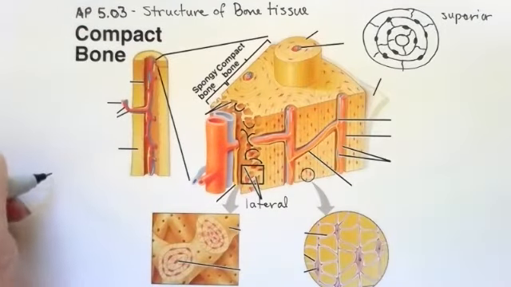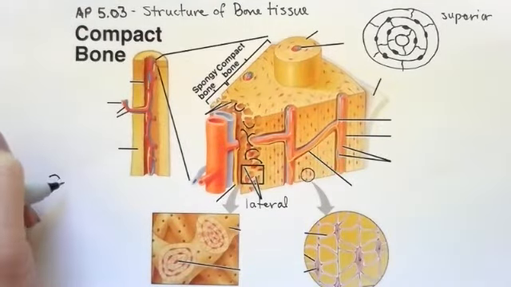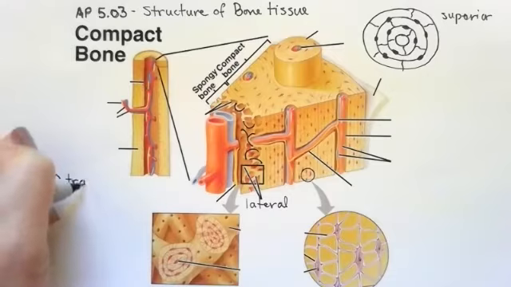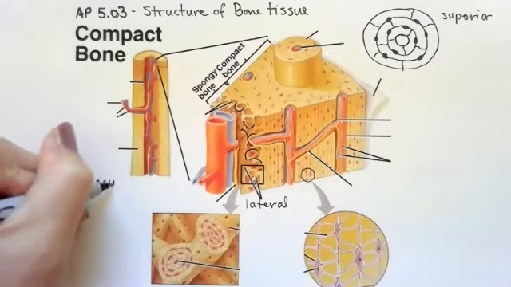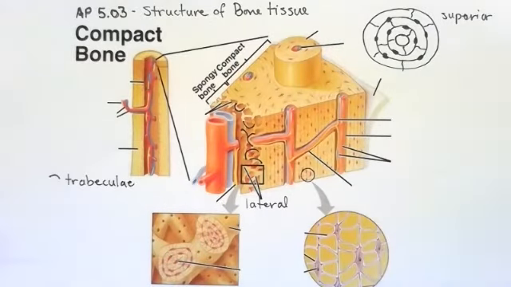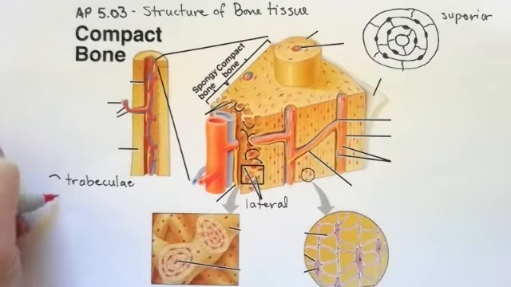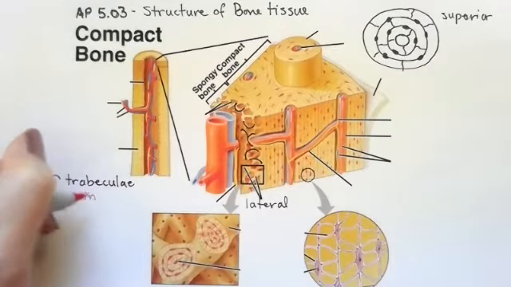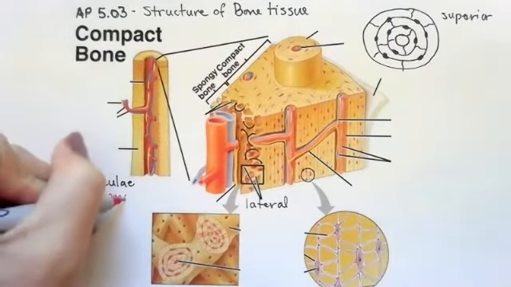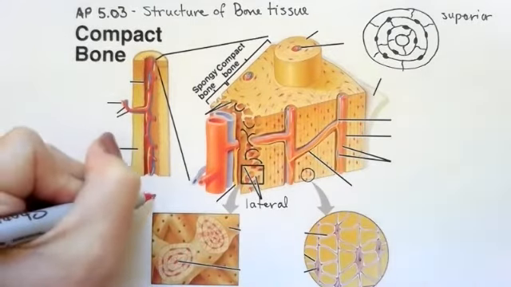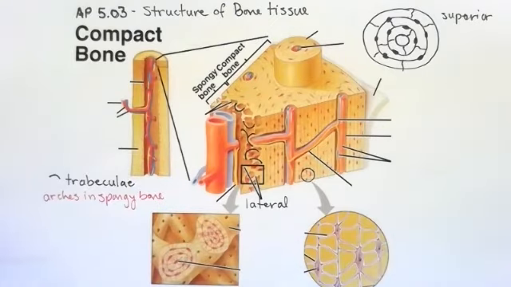So let's talk about these arches. These arches are called trabeculae. Trabeculae. And these are the arches in spongy bone.